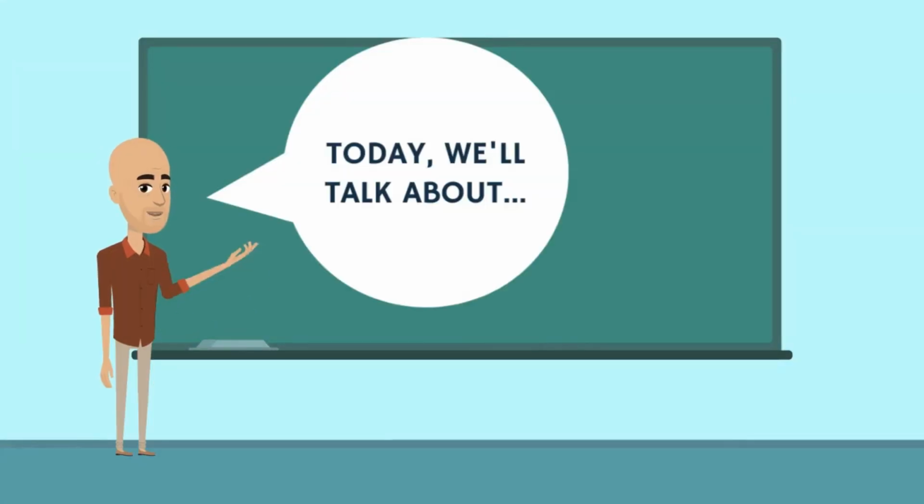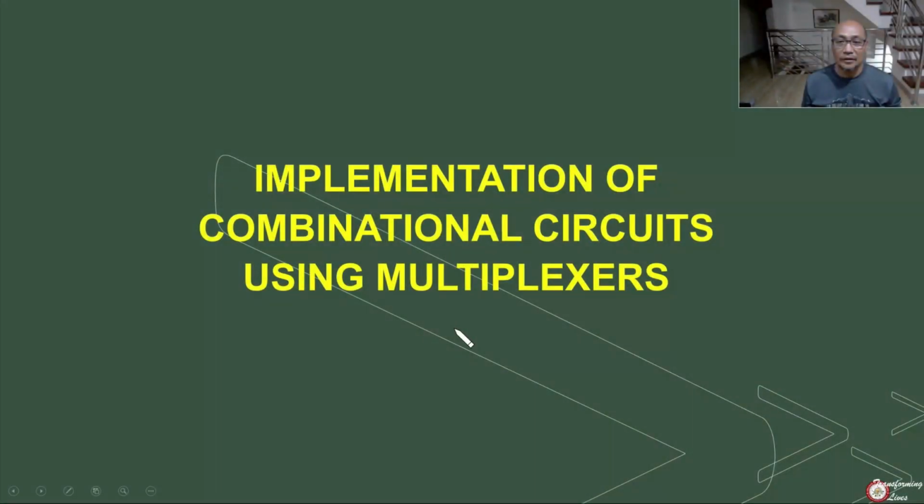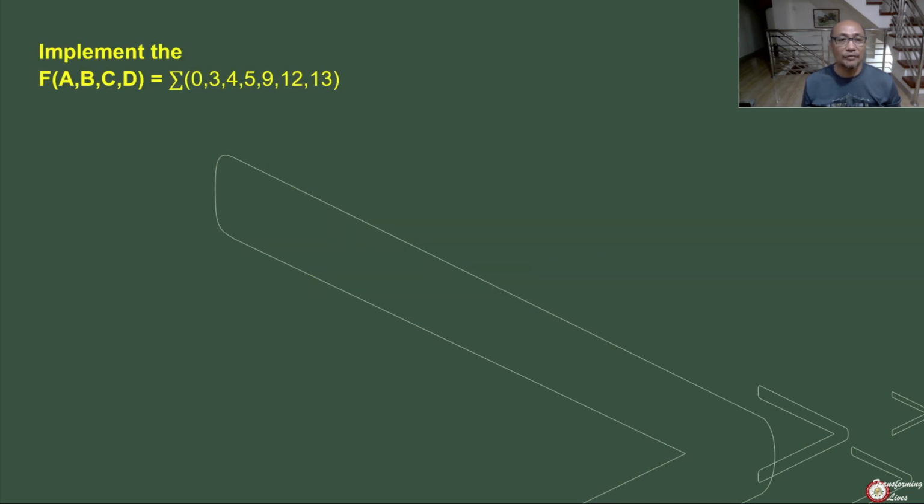Today we'll talk about... Good day everyone. In this video, we'll try to use multiplexers in implementing Boolean expressions. We are given the function F(a, b, c, d) equivalent to the summation of 0, 3, 4, 5, 9, 12, and 13. How are we going to implement this using a multiplexer?